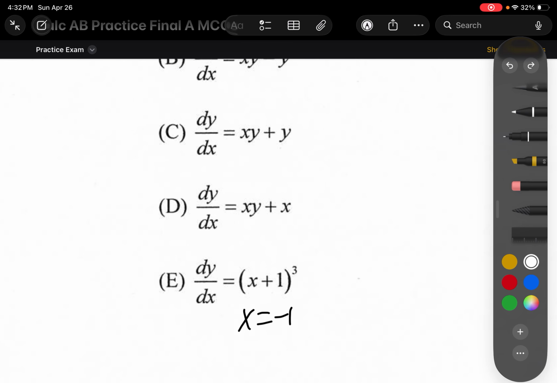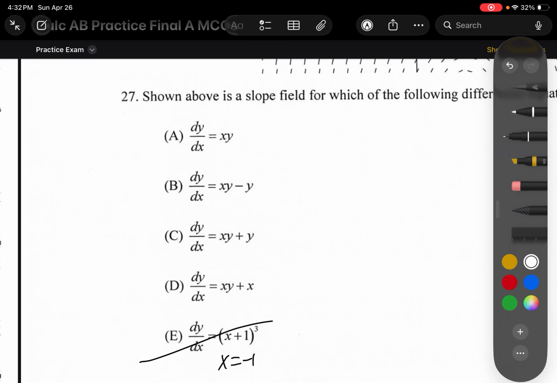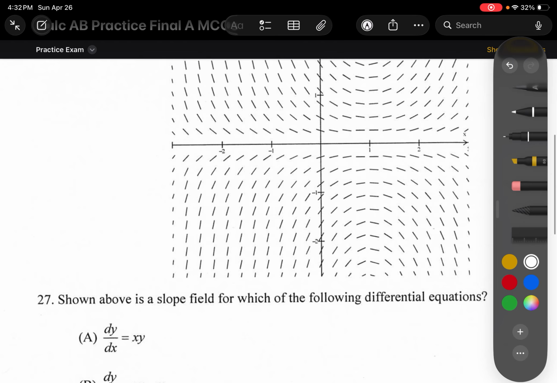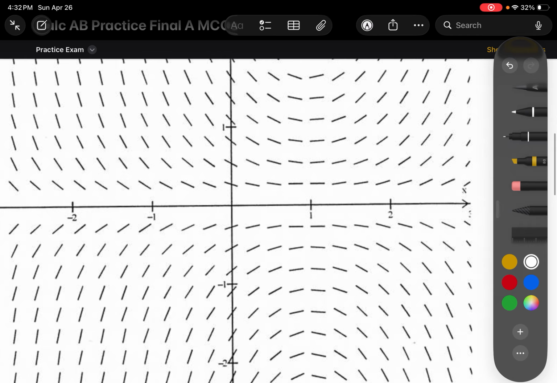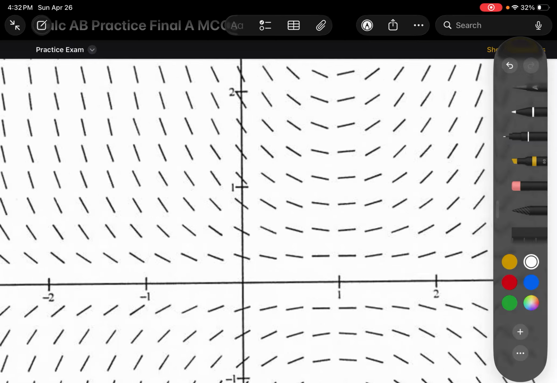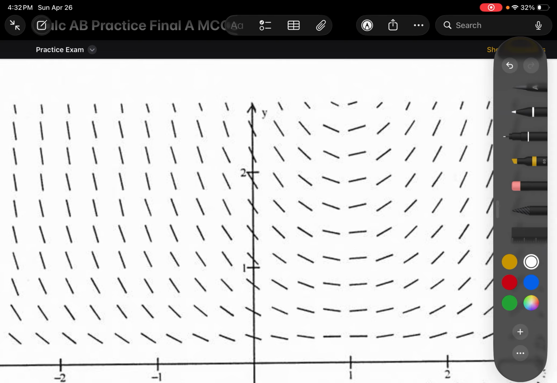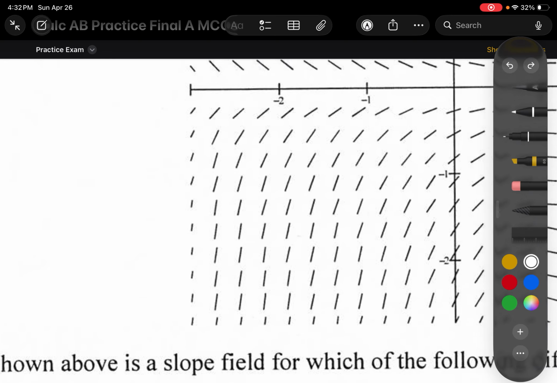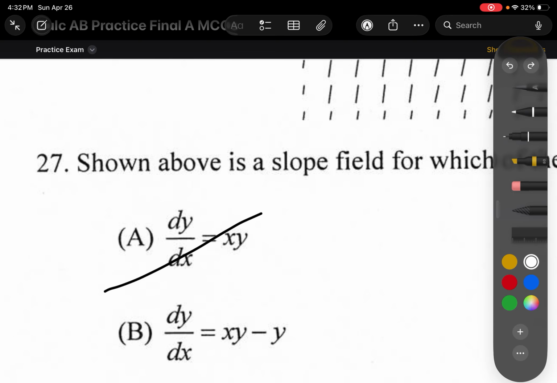E is not one of our answers. Now let's check A. So basically, if x equals 0, that means that there should be a horizontal asymptote, which there isn't, because all of these are decreasing functions, meaning the slopes are less than 1. So if x is 0, then y should be 0 too, which gives us a 0 slope. This is not the case, so option A is crossed out.